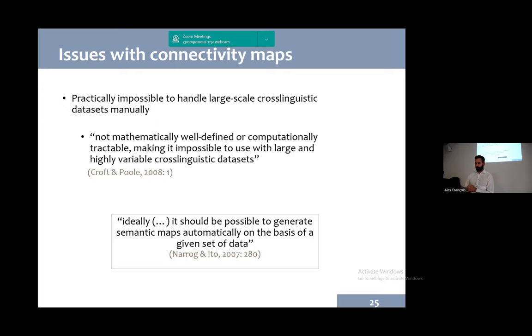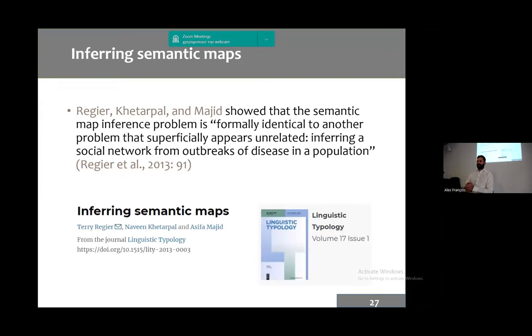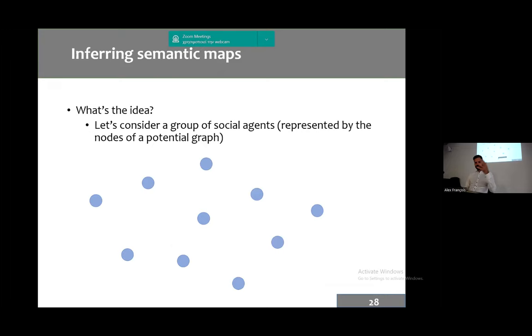So let's now see the way out of this problem: inferring semantic maps. Regier, Khetarpal, and Majid showed that the semantic map inference problem is formally identical to another problem that superficially appears unrelated. What's that problem? Inferring a social network from outbreaks of disease in a population. That's from a paper published in 2013 in Linguistic Typology. So what's the idea? Let's consider a group of social agents represented by the nodes of a graph. So these are nodes, no edges, and we call them social agents. These are real persons.